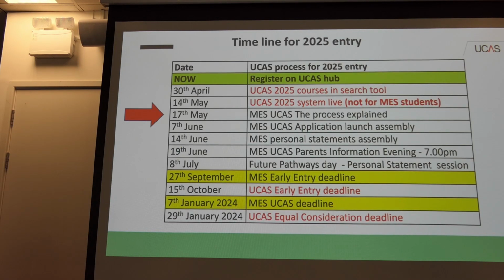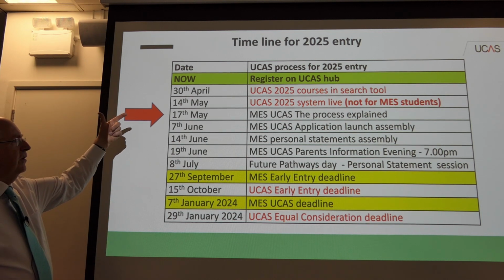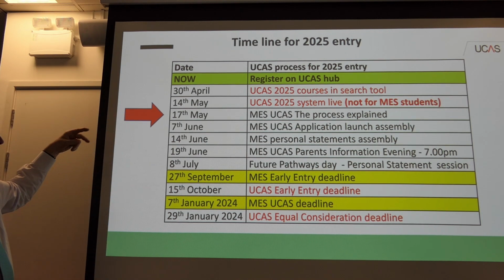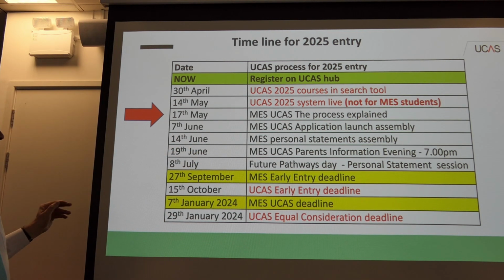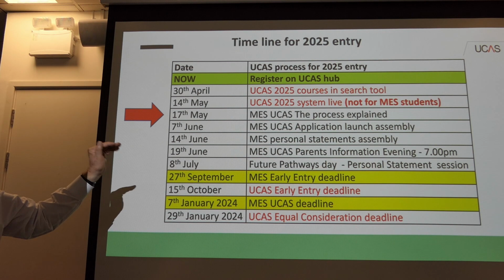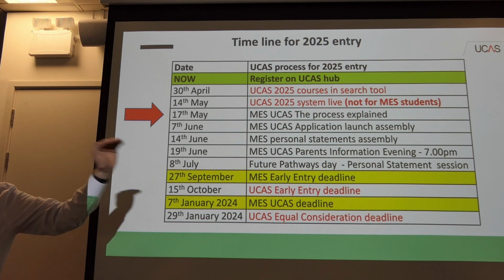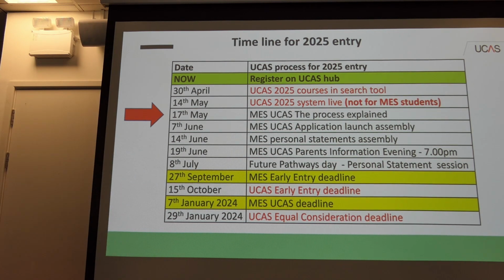So here are the Maiden Early dates. Okay, so the end of April, the courses were supposed to be in the search tool. They weren't. In reality, everything went live on the 15th of May. So we're here on the 17th of May, and I'm going to explain the process to you. 7th of June, we've got the application launch assembly. From that day onwards, you can then apply.